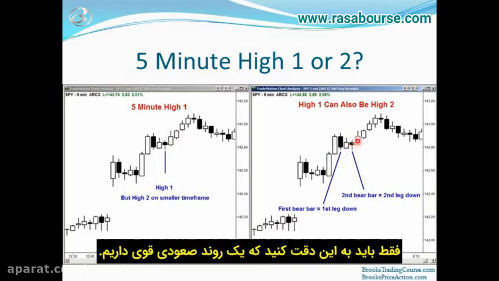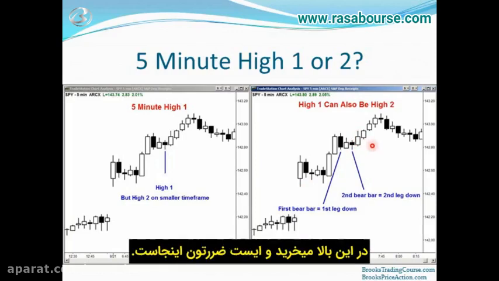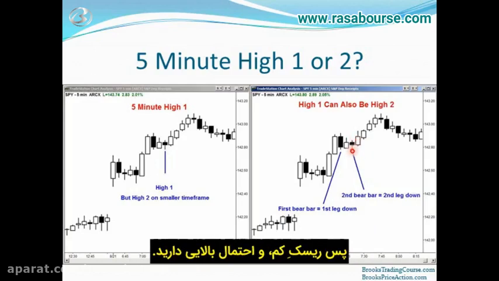Again, it doesn't matter. You just have to look at this and say it's a strong bull trend, and therefore you want to buy above the high of the prior bar to catch the resumption of the trend with small risk. So you buy up here, and your stop is here, so you have small risk and good probability.